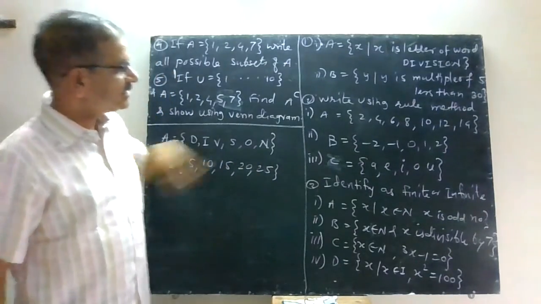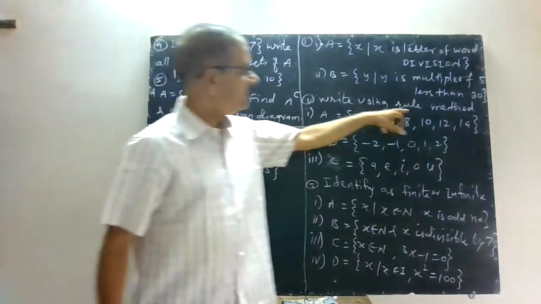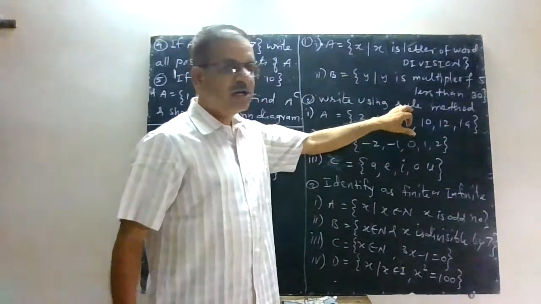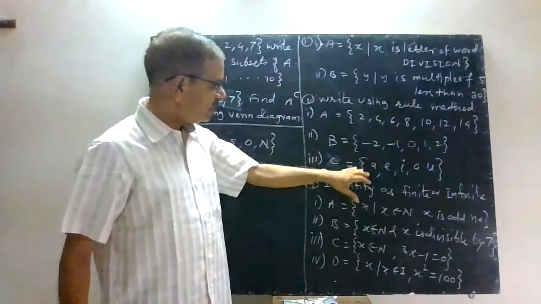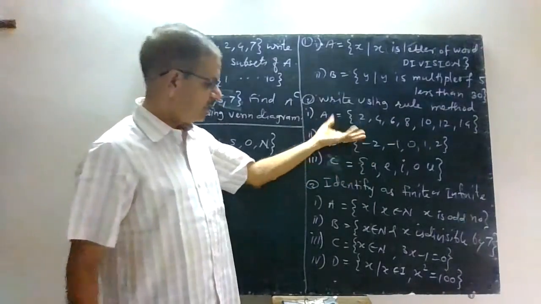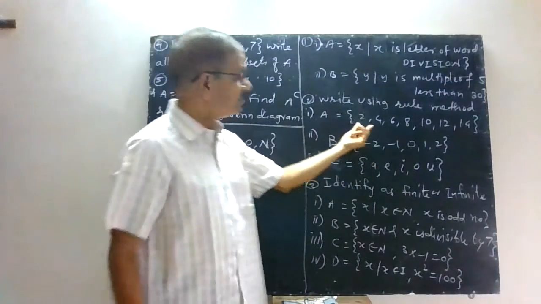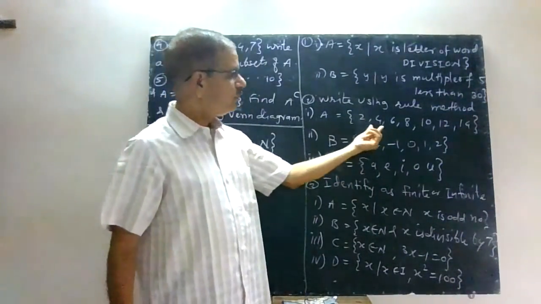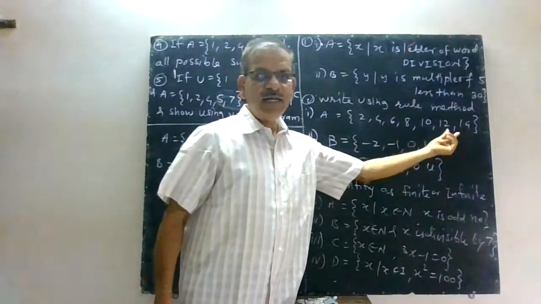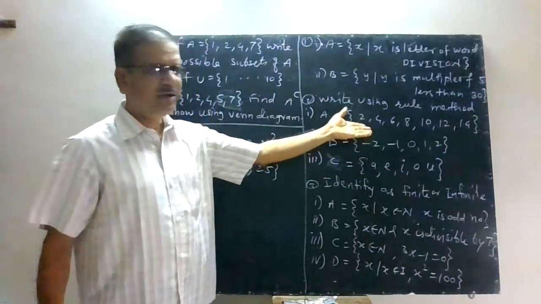Now see the second example. You have to write the following sets using rule method. Now they are given in list method or listing method. You have to write them using rule method. Now observe the numbers here. It is 2, 4, 6, 8, 10, 12 and 14. See, there are 2-3 ways you can write down this set.